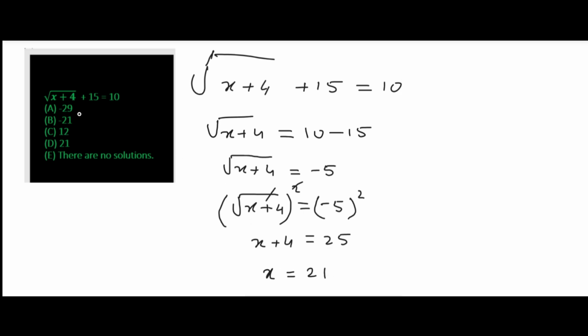So here we have to find the value of x, and if you see option D, option D is equal to 21. So apparently it seems like option D is the correct answer, but you cannot judge this before verifying the question. So let's verify the value, and we will decide after verification.